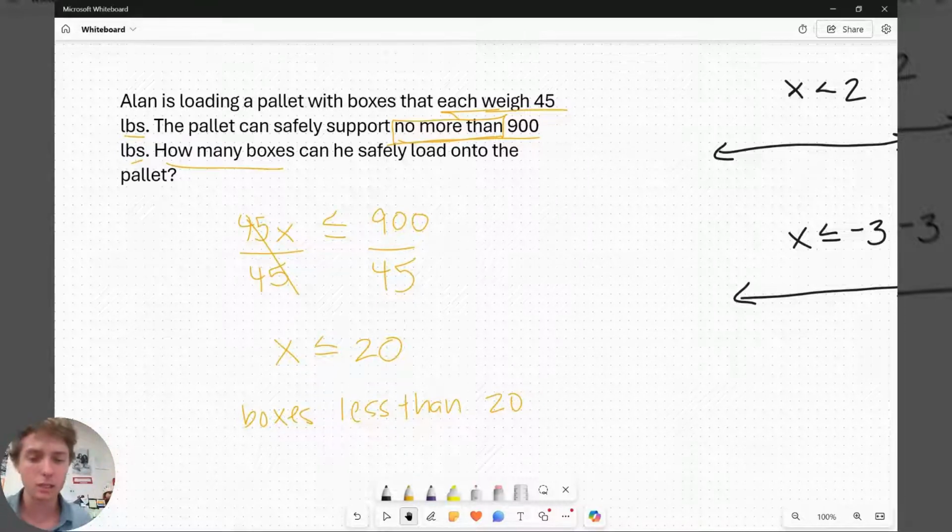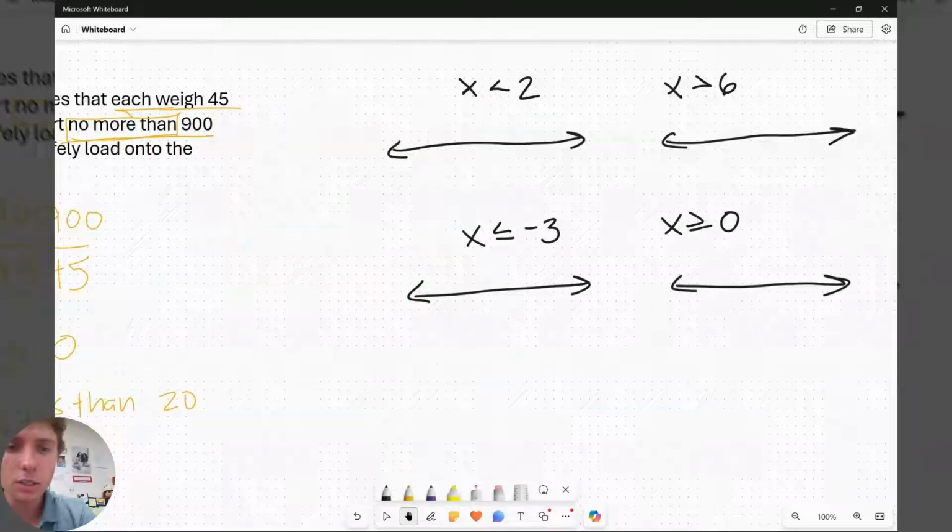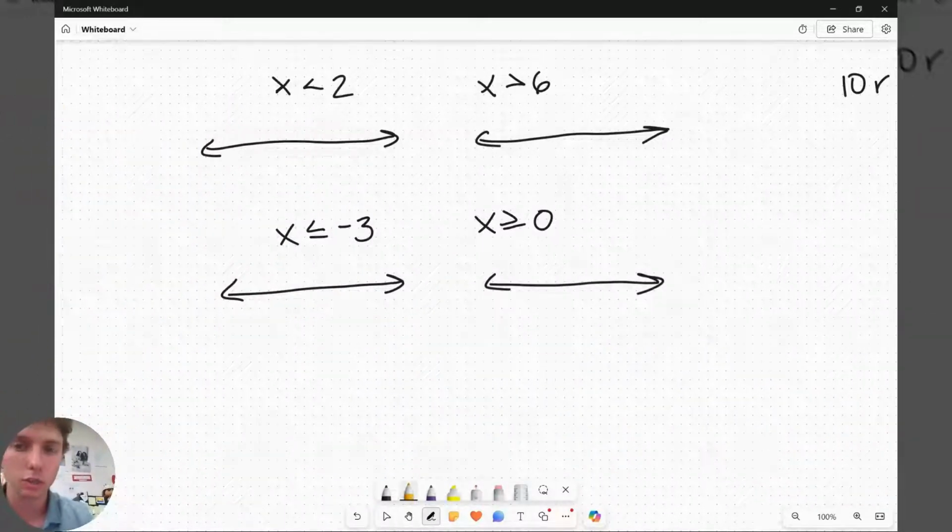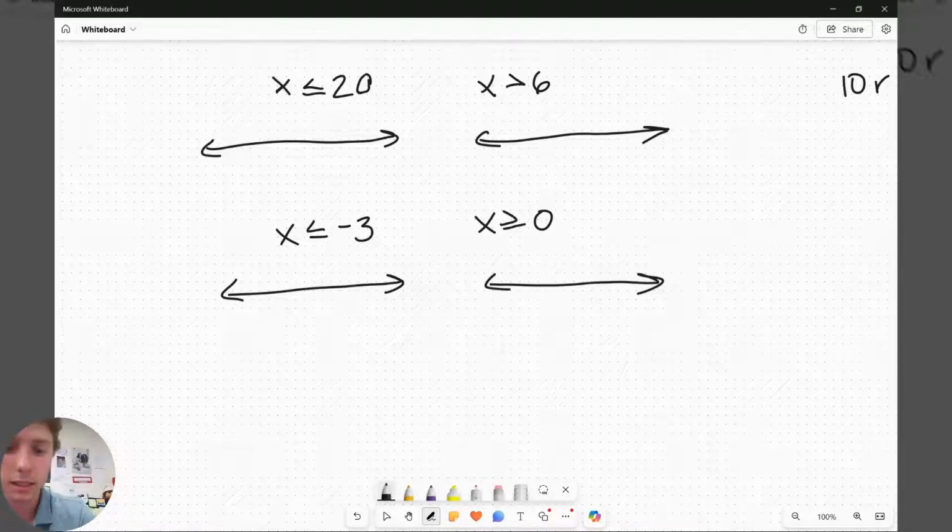Realize what that means is you can have 20 boxes. You can have 15 boxes. You can have 10 boxes. But you're not allowed to have 21 or 22. What that tells you is our answer is a range of values. For example, if we wanted to graph exactly what we just looked at, x is less than or equal to 20, we can look at a number line of graphing that.